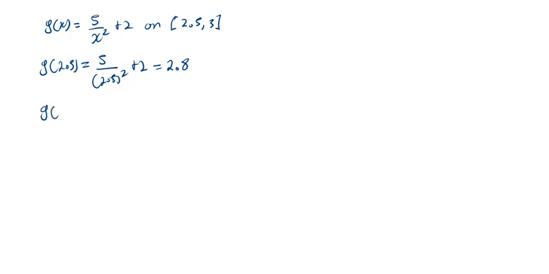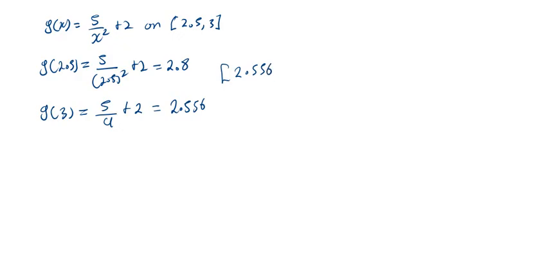Then our g of 3 will be equal to 5 over 3 squared, which is 9, plus 2. This part right here gives 0.5555, but I will just say 0.556, which if you add it to 2, is going to be 2.556.